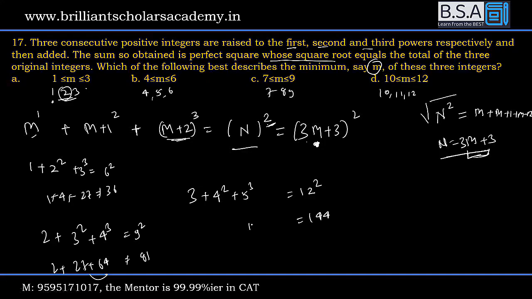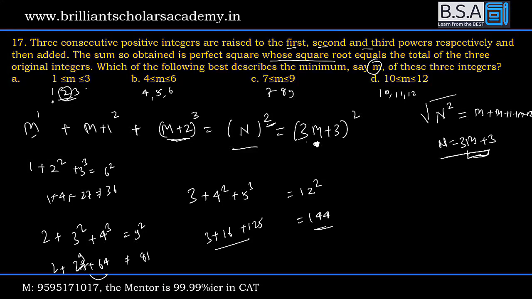5 cube is 125. Why did I make this a cube? It was a square, right? This was 9, quite far back. This is 16 plus 3. Is that equal to 144? n plus 1 square, n plus 1 cube. Check it.